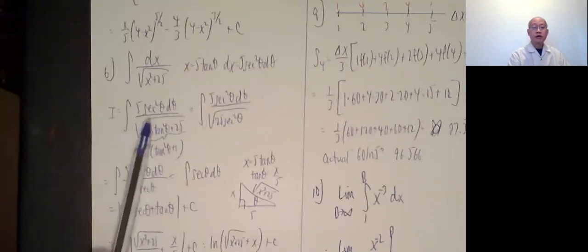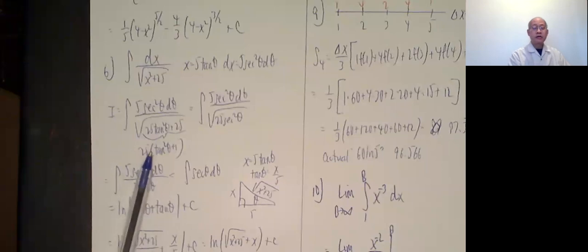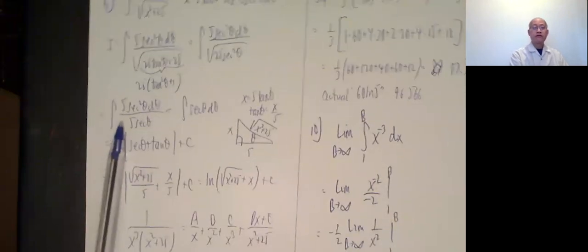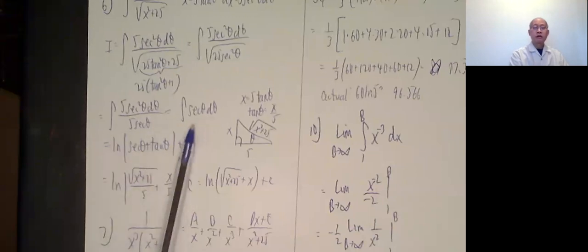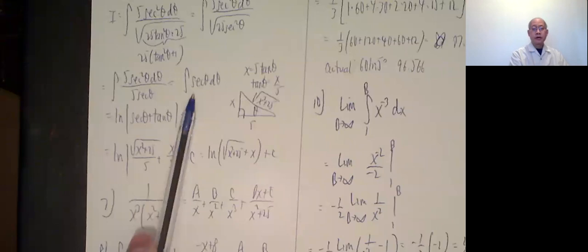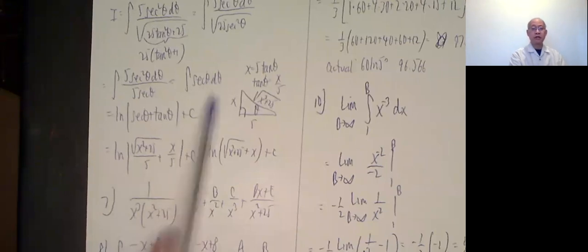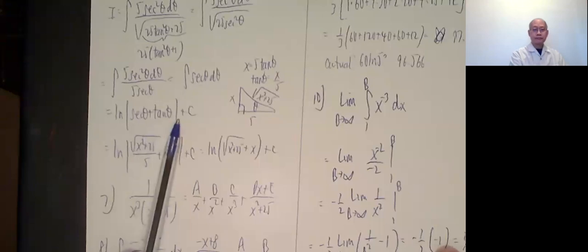All right, so I have 5 secant squared theta d theta over the square root of 25 tangent squared theta plus 25. That's factor out 25. Tangent squared theta plus 1, which is the same as secant squared, whose square root is 5 secant theta. So 5 secant squared theta d theta over 5 secant theta. 5's cancel out. I have the integral of secant theta d theta. You can either memorize it or put that on your cheat sheet, hopefully. Or there was a way to work it out longhand, but I didn't really talk about it much. Anyway, it's ln absolute value of secant theta plus tangent theta plus c.